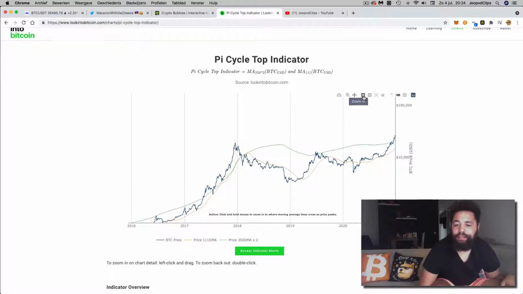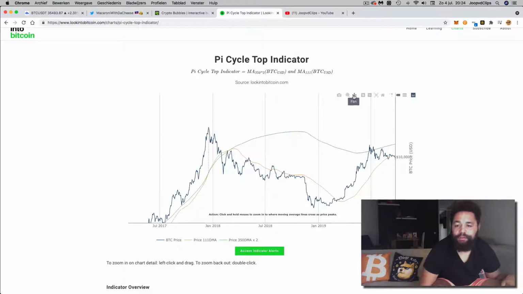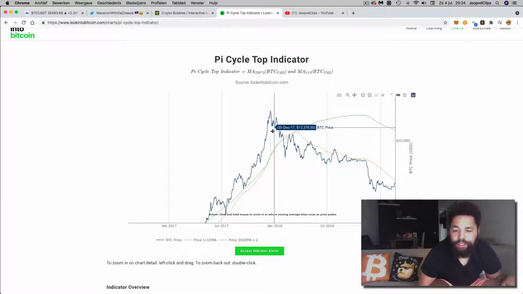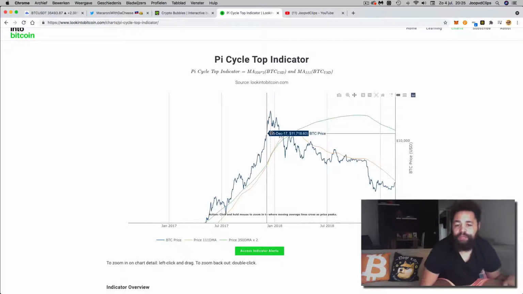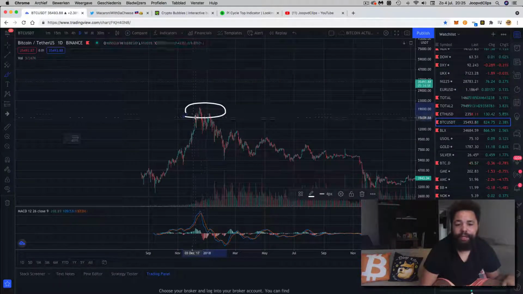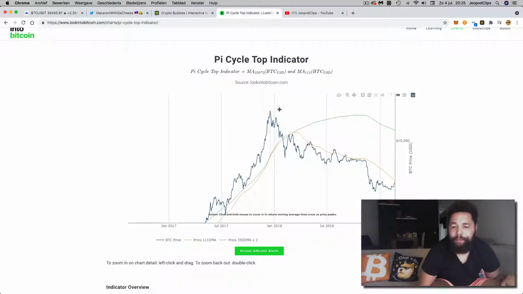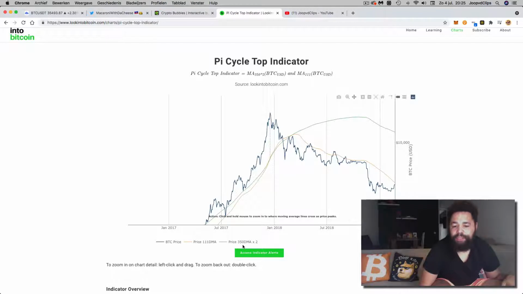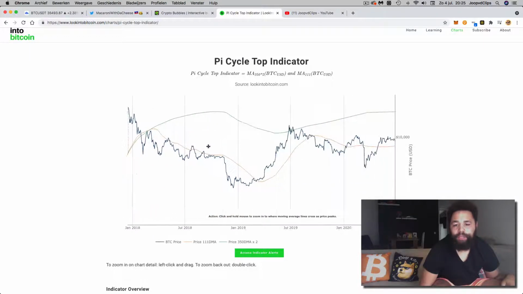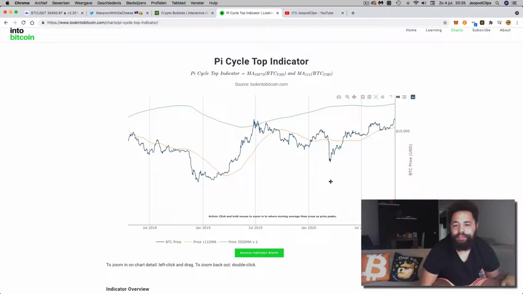Okay. So this was at the end of 2017, beginning of January 2018. That's the same period here. That means we were at the top. It is the same moment when the 111-day moving average and the 350-day moving average cross. So the 111-day moving average is the orange line, and the 350-day moving average is the green line. When these two cross, that means we reach the top. Yeah? Okay. Here they didn't cross.